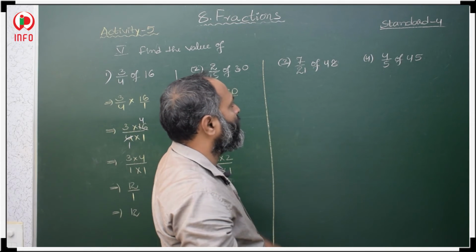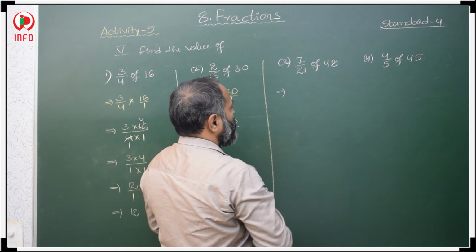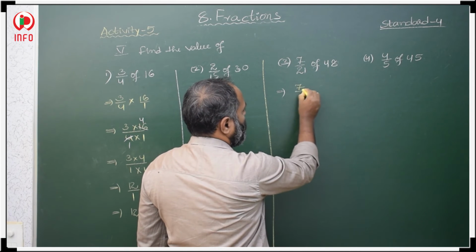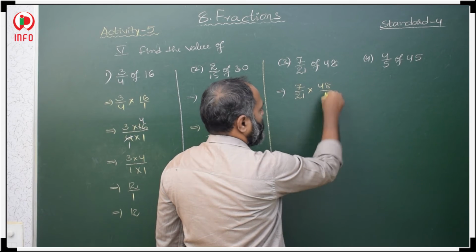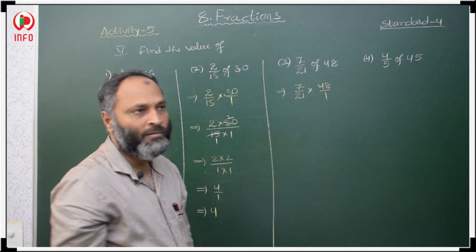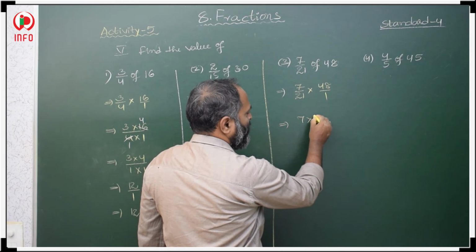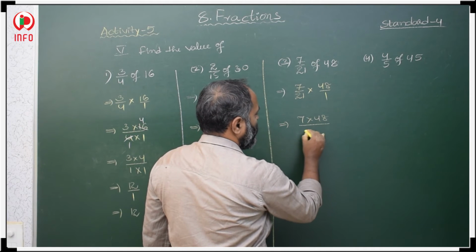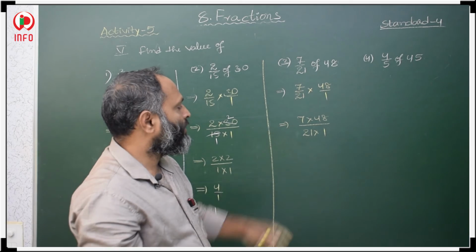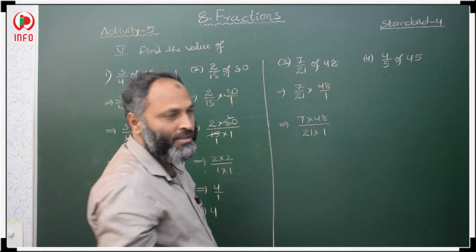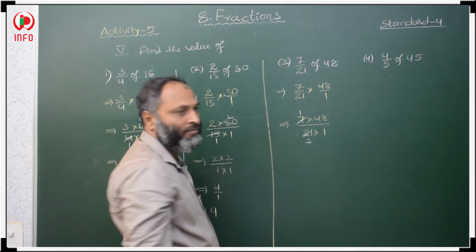Then 7 by 21 of 48, how much? The same. 7 by 21 into 48. There is no denominator, so we write by 1. Then 7 into 48 by 21 into 1. Now these two have common factor 7. So, 7 ones are 7, 7 threes are 21.